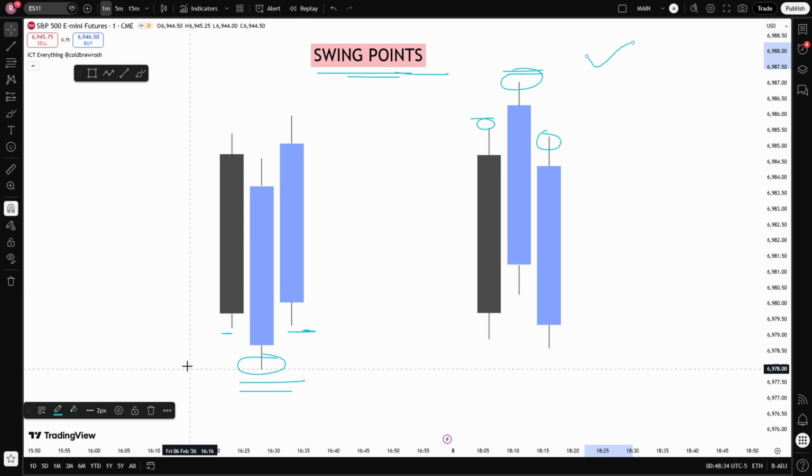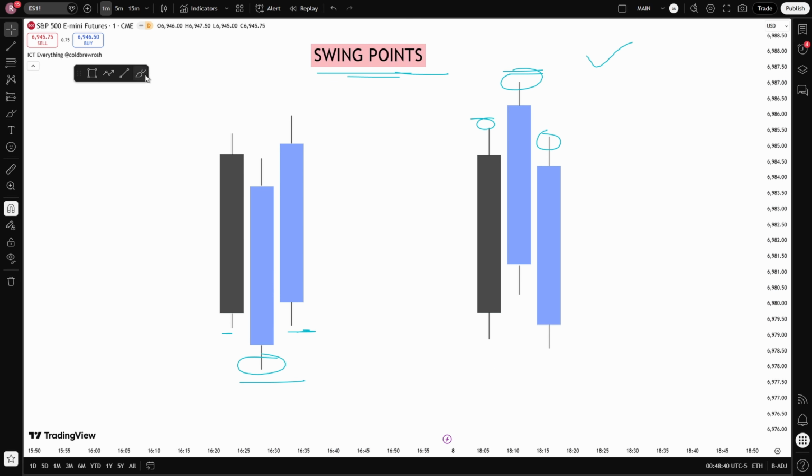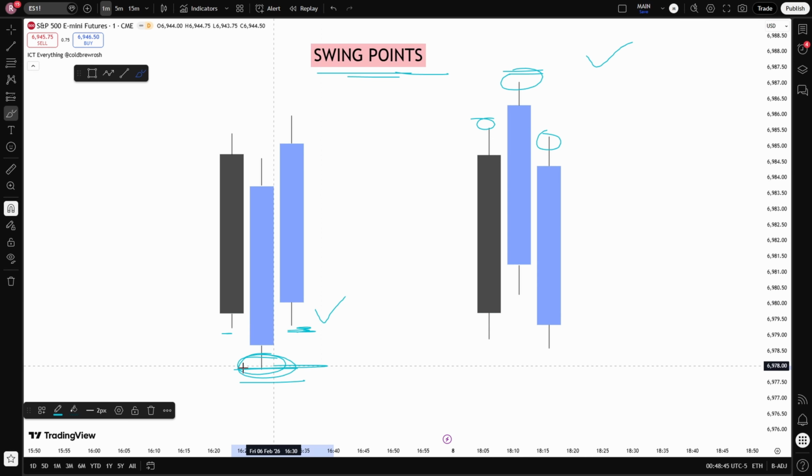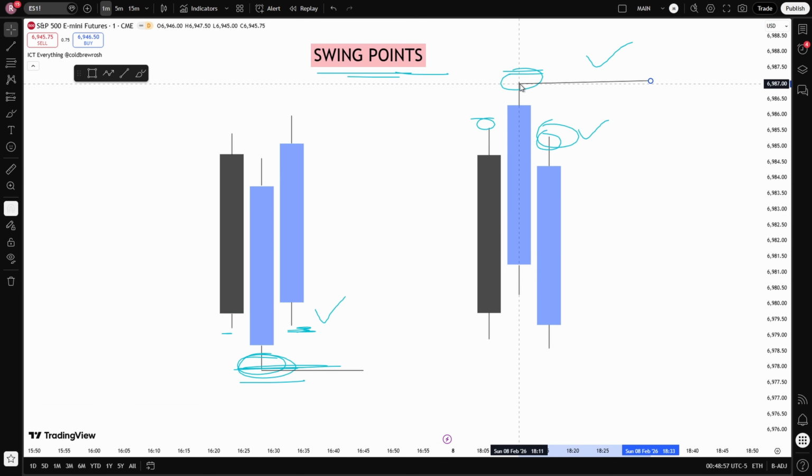Now, to understand why swing points are important, we need to think about the psychology of traders. If someone enters a long position around this area, they are most likely going to place their stop loss below the swing low. And in the same way, if someone enters a short position around this area, they are most likely going to place their stop loss above the swing high.